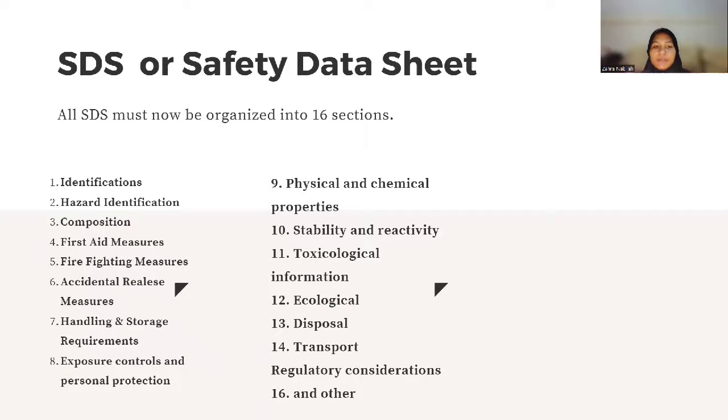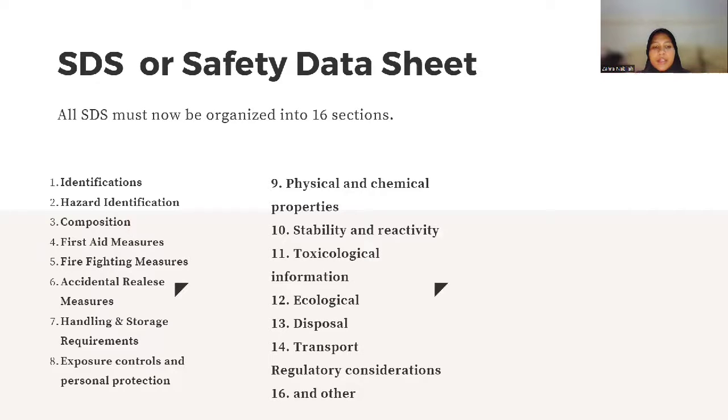Section 9. Physical and chemical properties, such as appearance, odor, pH, flash point, solubility, and evaporation rate. Section 10. Stability and reactivity, how to avoid hazardous reactions. Section 11. Toxicological information. Find out about likelihoods of exposure, symptoms, as well as short and long-term effects.